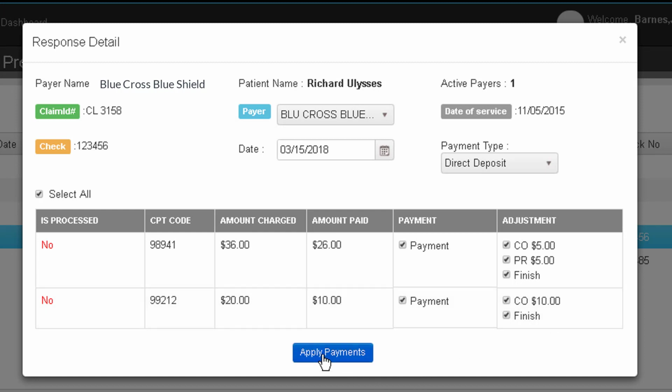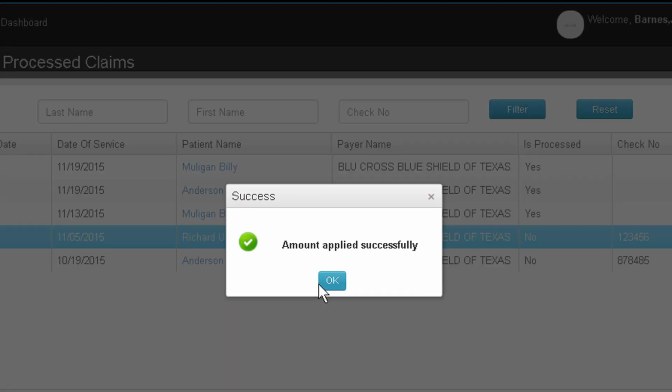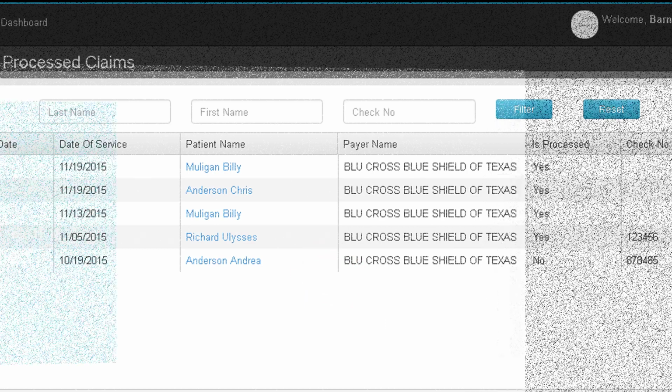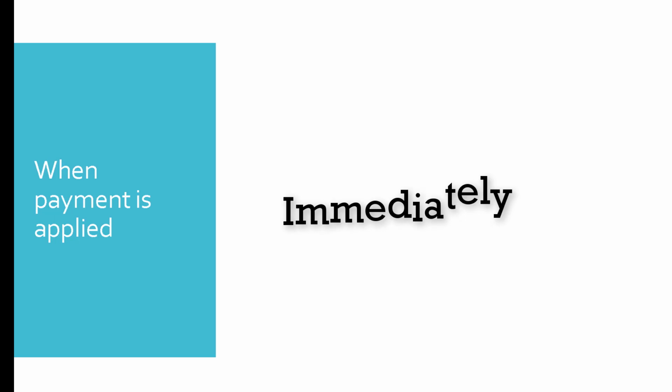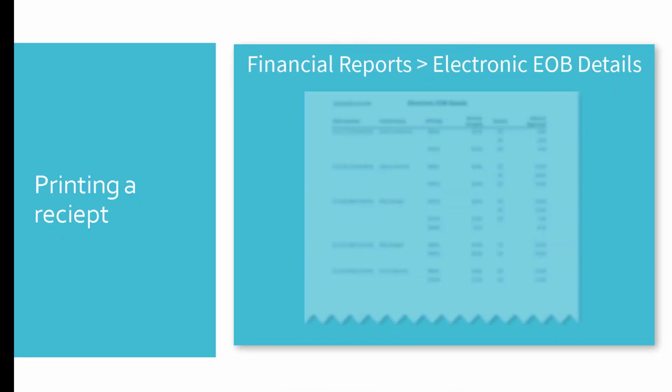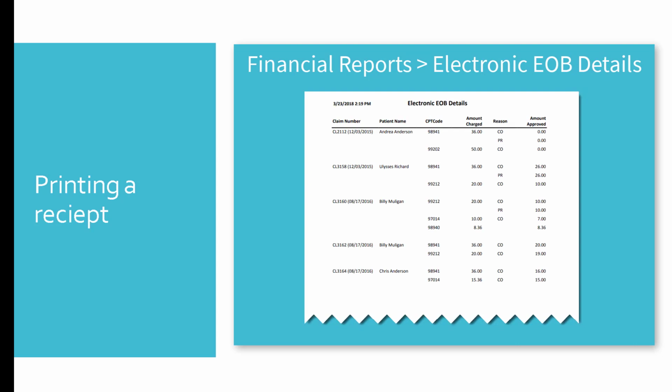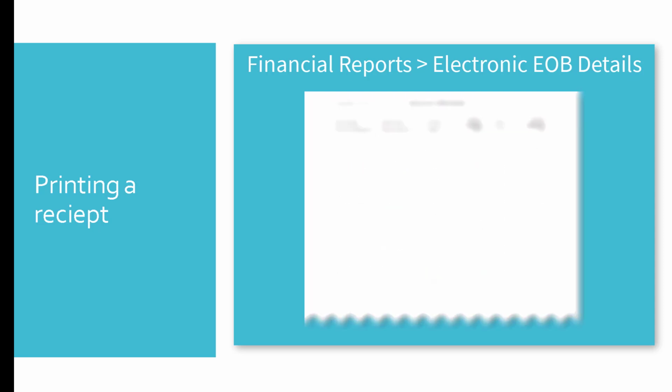Clicking Apply Payments will perform all the actions as you have selected them and then bring you back to the Autopost screen. All payments applied using the Autopost tool are reflected on all screens, reports, and ledgers in ChartTalk immediately. A report called Electronic EOB Details exists that allows you to print out a readable copy of the electronic EOBs received in a specific date range.